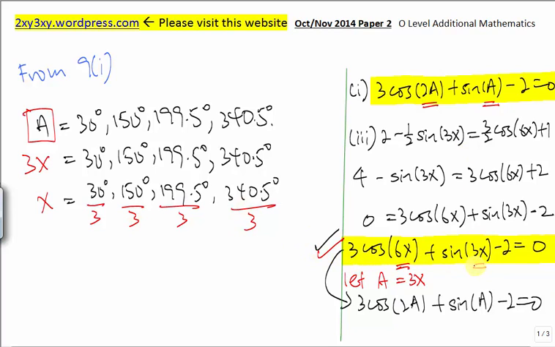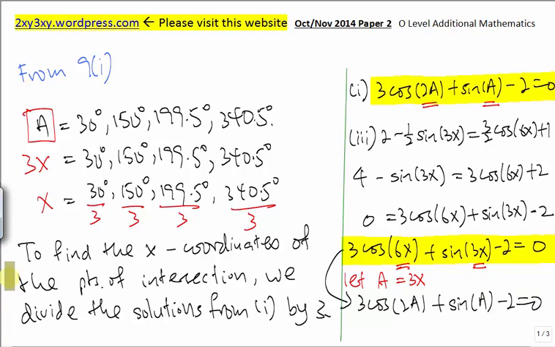And this equation comes from solving the simultaneous equations of the two graphs, which is the intersection points. So to conclude this question, to find the x-coordinate of the point of intersection, we divide the solution from part 1 by 3.